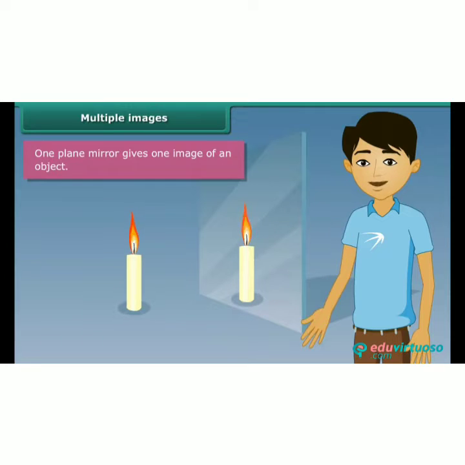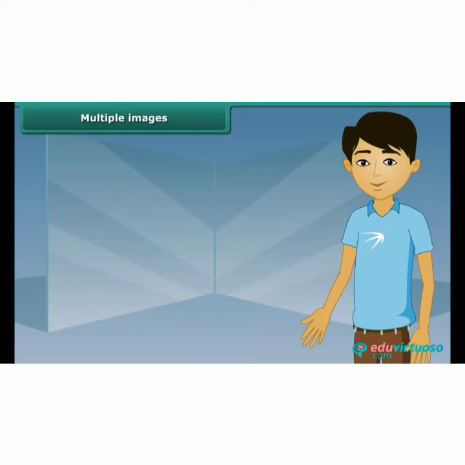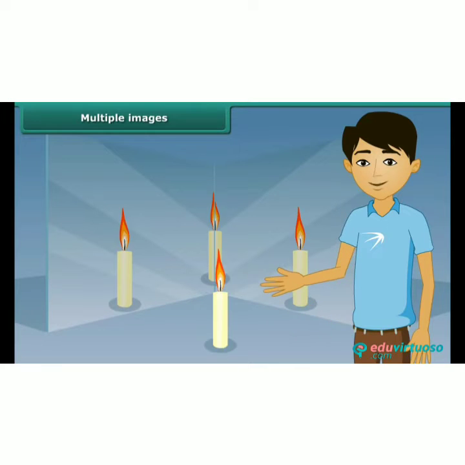Can you tell how many images we would obtain with two plane mirrors? Let us perform an activity to know the number of images formed using two plane mirrors. Take two plane mirrors. Set them at right angles to each other with their edges touching. Place a lighted candle in between the mirrors. How many images do you see? Strangely, we can see 3 images of the candle in 2 mirrors.